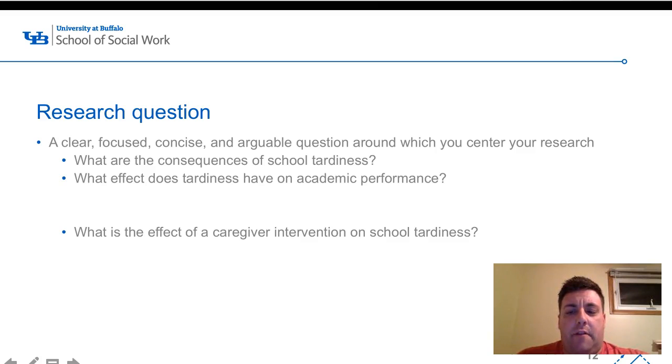If you think back to last week's material, this would actually be a good exploratory question. We don't really have any expectations about what those consequences are, but we're just doing some research to figure out what it is they are. The bullet point below that, I actually think is a slight improvement of that school tardiness research question. I'll read it for you real quick. What effect does tardiness have on academic performance? This might be something more like an explanatory research question. Again, tying back to the information that we talked about last week.